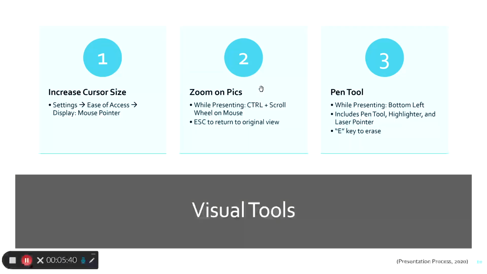And then finally, there is a pen tool in the PowerPoint presentations on the bottom left. And with that pen tool, you can circle or highlight things, or you have a laser pointer to kind of point things out while you're going through the PowerPoint. And this is just a way to help guide your audience's attention while you're doing your presentation.